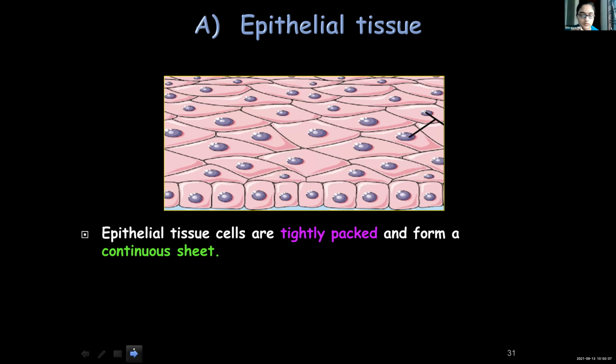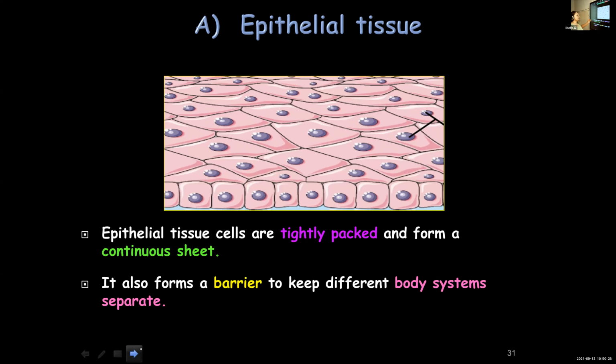Yes, I will repeat. The cells in an epithelial tissue are very tightly packed. As you can see in the figure, there is no space in between, no intercellular spaces, because its function is protection. If there are so many gaps in between, they won't be able to provide protection. So they are very tightly packed without any intercellular spaces. They form a continuous sheet. As you can see in the figure, no gaps in between. All of them are very tightly packed.